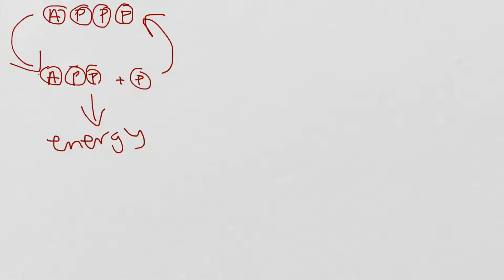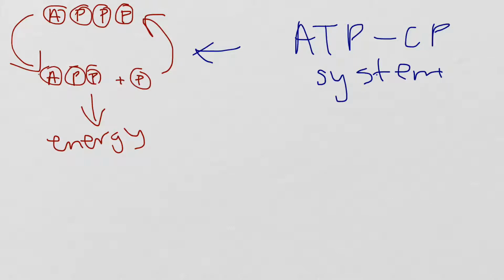Okay, so for ATP resynthesis to happen, we need to get energy from another source to make this link here happen. So we need some form of energy to help us do this part here. There are three ways that our body does that, so three energy systems, and the first one that we're going to have a look at is the ATP-CP system. That may also be called alactacid or the phosphagen system.